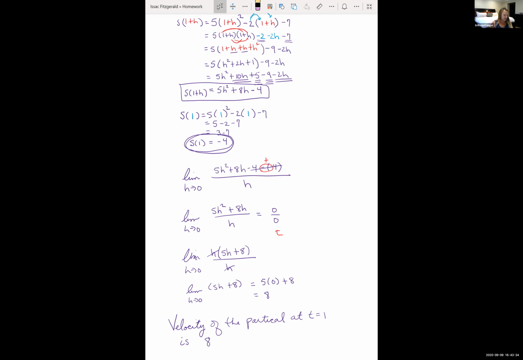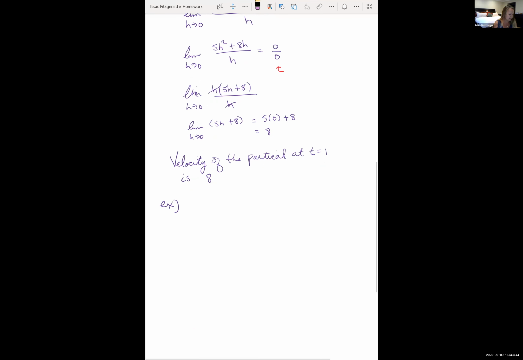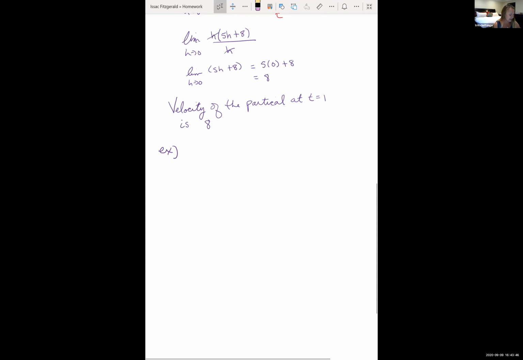So we can also use this in business. Let's look at, hopefully, a quick example. Let's look at profit. Suppose that the profit in hundreds of dollars by selling x items is given by the following. P of x is equal to 2x squared minus 5x plus 6.